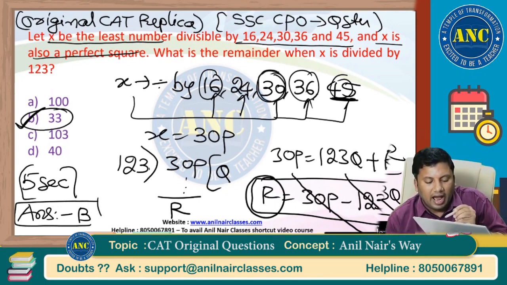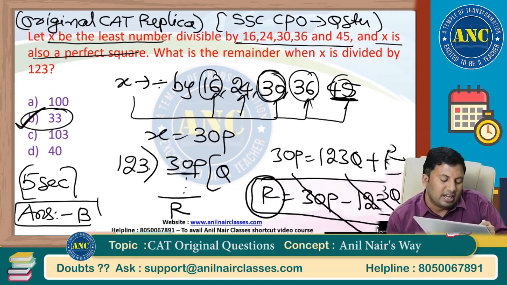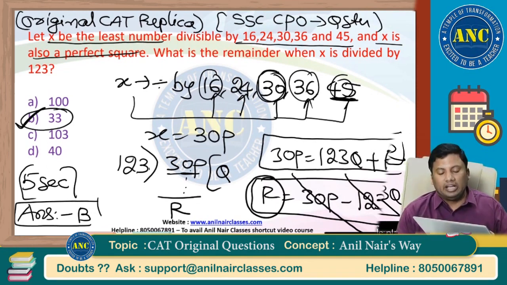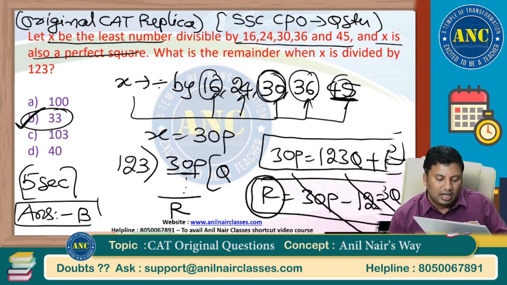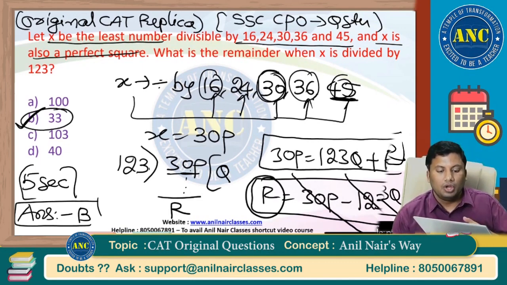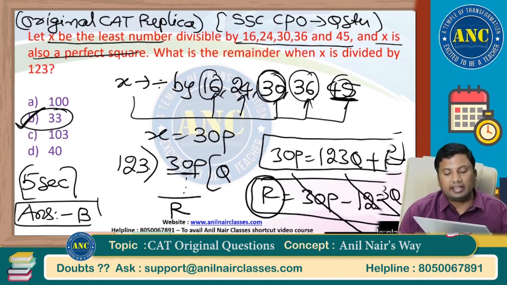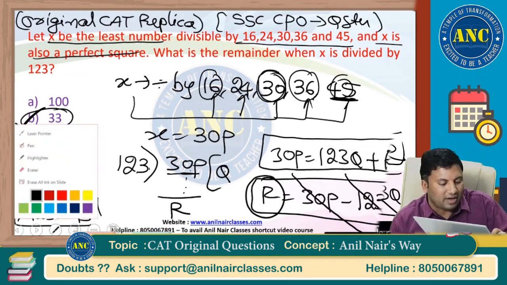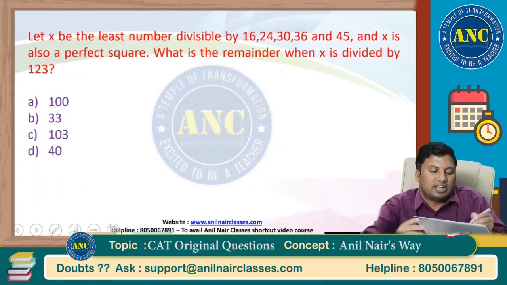30p is dividend, equivalent to divisor into quotient plus remainder. 30p is 123q plus r. So r is equivalent to 30p minus 123q. Sir, you took only 30. Can I take 16, 24, 36 and 45? Oh, why not? Please check with other values. That also will give you the same answer.